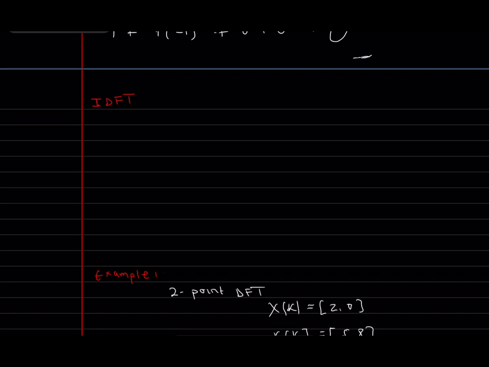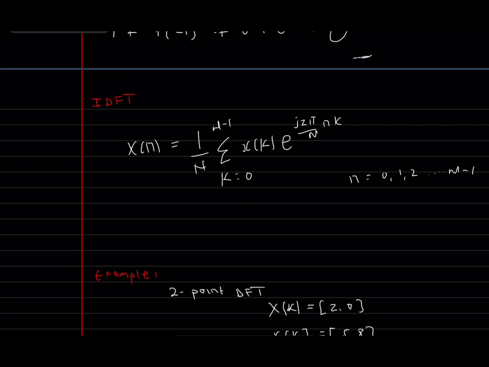As I discussed in my previous video, the inverse discrete Fourier transform can be expressed mathematically as x of n equal to 1 over N summation of k equal to 0 to N minus 1, X of k exponent j 2 pi over N k n, where n is equal to 0, 1, 2, and so on up to N minus 1. So this is the mathematical expression for the inverse discrete Fourier transform.